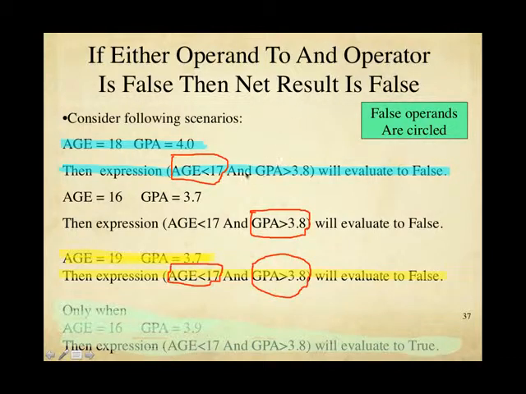So what has to happen is that AND operator has to work like this. Consider age is 18 and GPA is 4.0, this scenario. So in that case, age less than 17 is false. Although GPA greater than 3.8 is true, AND operator must behave in a way that if this is false, the net result is false. Okay?